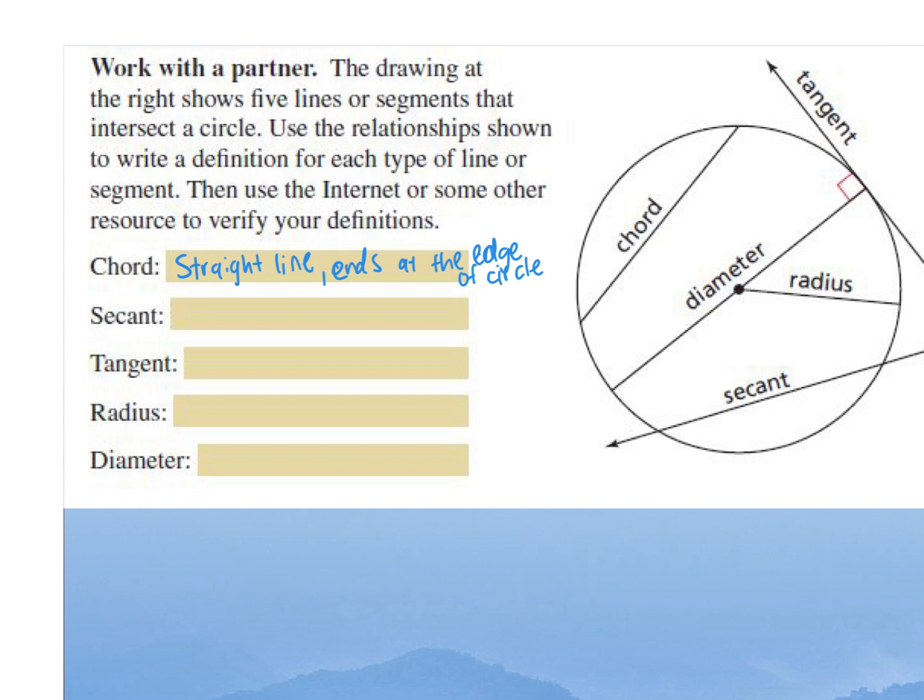I got a circle. What is it, John? It's like the chord, but it keeps passing through the line. Excellent. It's a chord that extends past the circle. So it's a chord that's a line, okay?